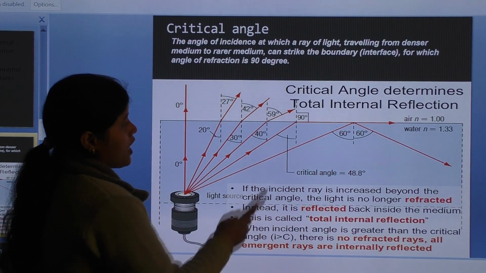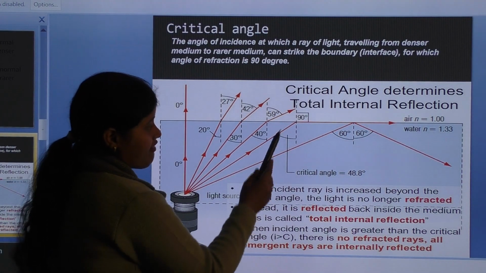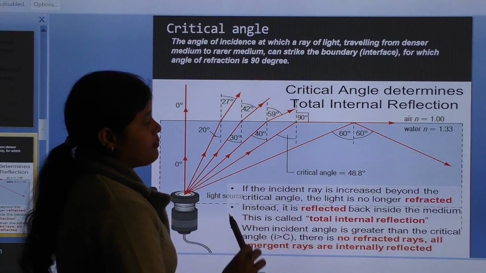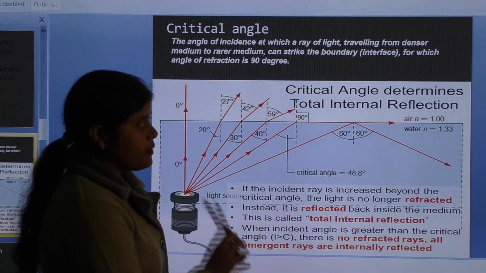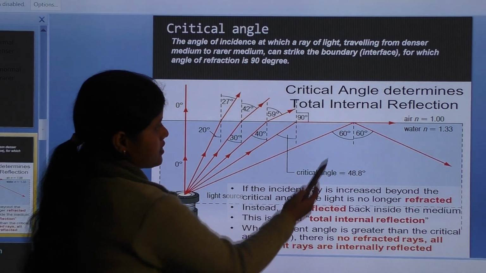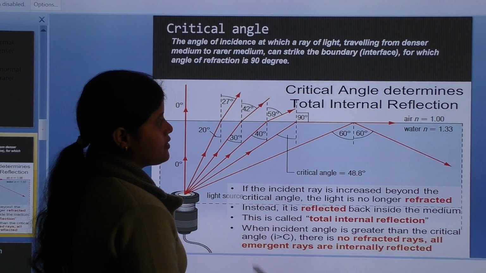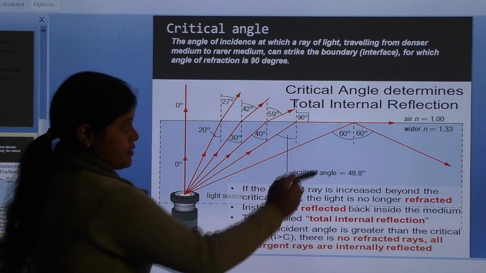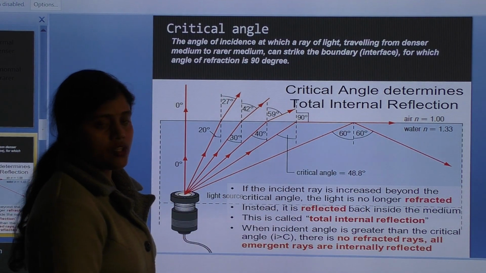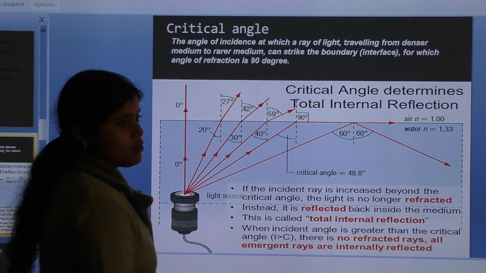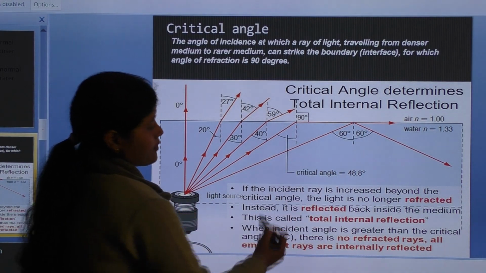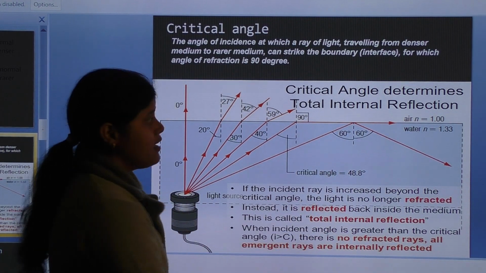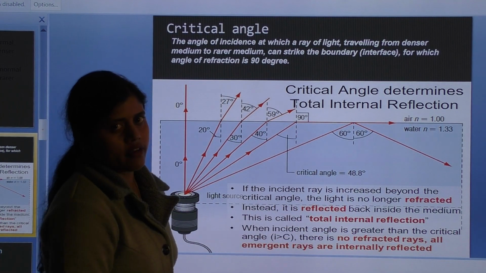This is called the critical angle, because if we further increase the incident angle, the light will be reflected. It will not be refracted at all. So you see 60 degrees is greater than 48.8 degrees. That's why here the light is completely reflected back into the medium. And this is how total internal reflection occurs. So this critical angle plays a very important role. This is the boundary. If you cross this angle, at any angle greater than the critical angle, total internal reflection will occur.